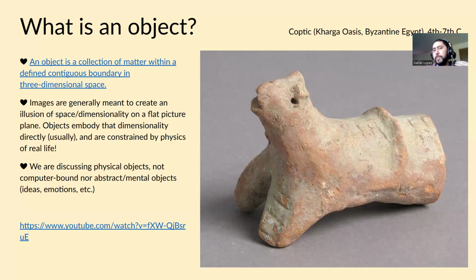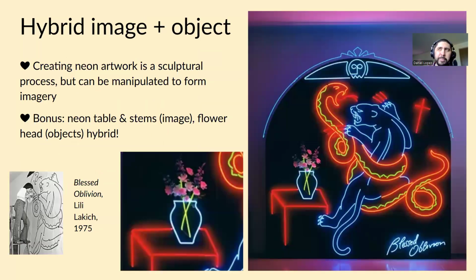And also what's important to note is objects are constrained by the physics of real life, and that's something you don't have to be concerned about in imagery, right? And so maybe that can be a way of thinking about it as well. But this point says, yes, of course you can do floating stuff in computer generated imagery, whatever. We're talking about physical objects here, okay? We'll talk about digital too, but at the very end.